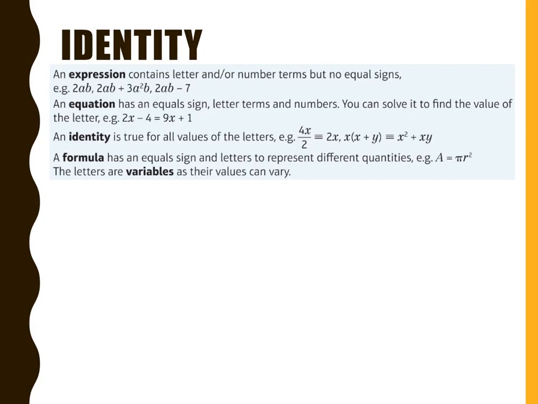Identity. First of all, I wanted to just clarify. I've been talking about expressions and equations, but you need to be fully aware of what they mean. An expression contains letters and numbers, but no equal sign. An equation is the opposite of this. An equation does have an equal sign. So any expression without the equal sign is an expression. If it includes the equal sign, it becomes an equation.